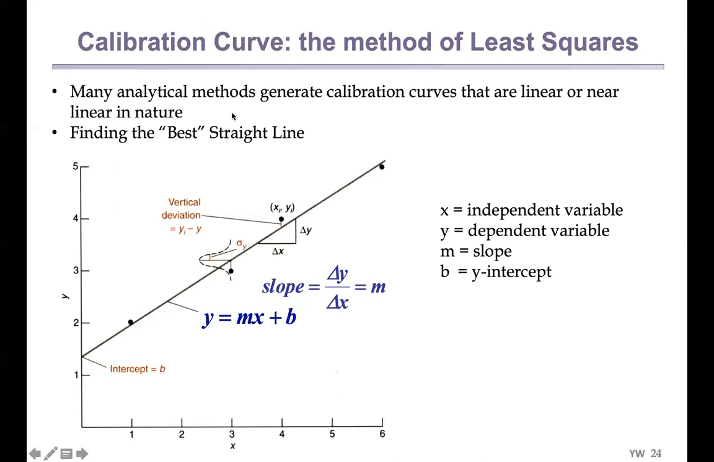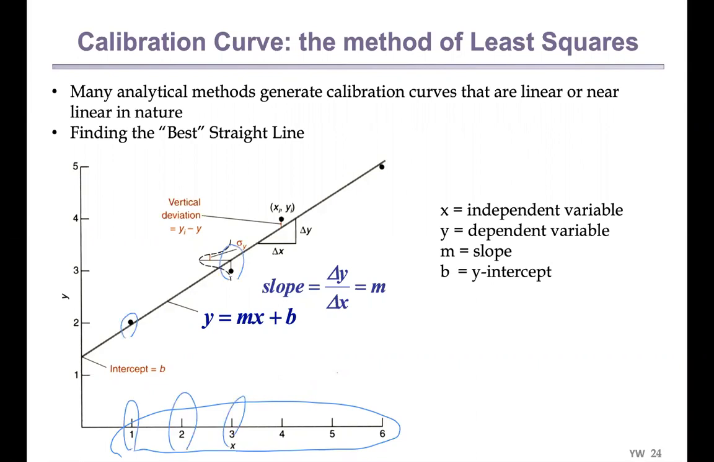Right? So many analytical methods generate calibration curves that are linear or linear in nature. And the idea behind it is, when you do the known solutions or standards, you run a series of different concentrations, right? And each concentration will correspond to a certain instrument measurement. And what you want to do is generate a linear line which can try to fit all the data, all the measurements of the standard solutions.